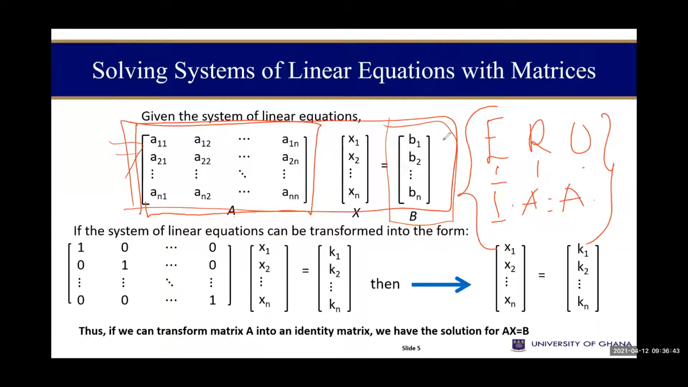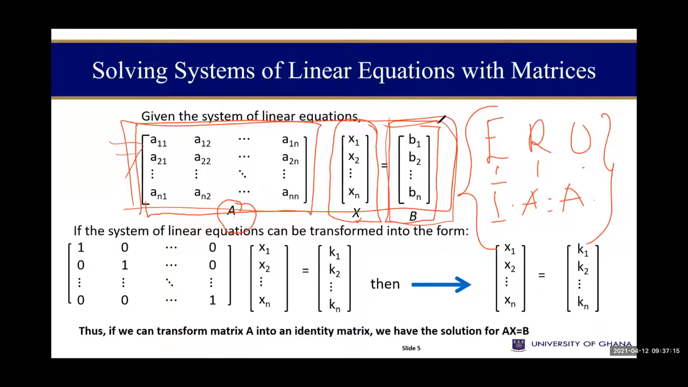Good. So the whole concern is that we have to transform matrix A, which has all the coefficients, into an identity matrix. And if we get the identity matrix times these variables, it will still give me what? The variable itself. So whatever is left with matrix B will be our solution.